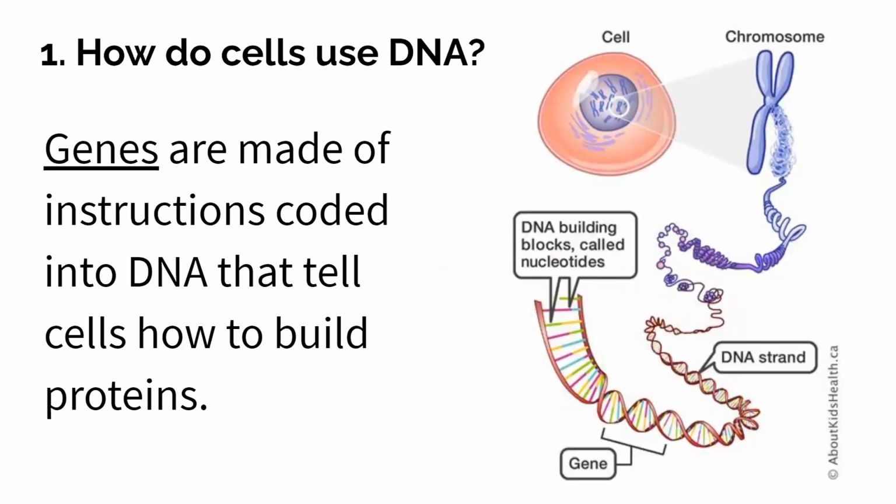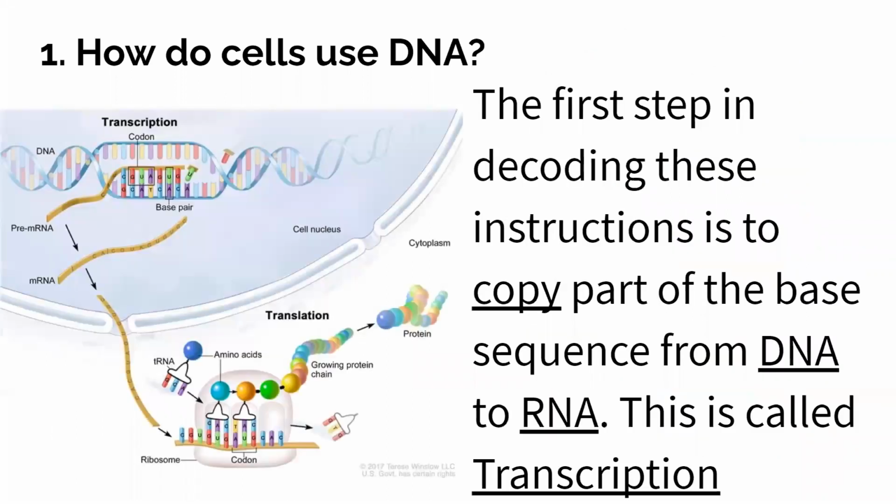This is a little bit of review. How do cells use DNA? Genes are going to be instructions that tell cells how to build proteins. So once again, genes are just instructions for everything that your body does ever. But your body needs to be able to use those instructions, okay? It needs to be able to decode them and use them for things.